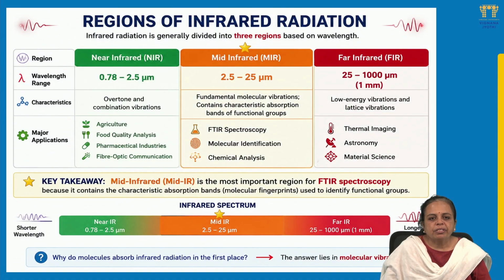What are their major applications? In near infrared spectroscopy, we use it in agriculture, imaging, food quality analysis, pharmaceutical industries, and fiber optics communication. The mid infrared spectroscopy is mostly called Fourier transform spectroscopy, used for molecular identification and chemical analysis. The far infrared spectroscopy we use for thermal imaging, astronomy and material science. So that comes from the three zones, and there is a different variety of applications.